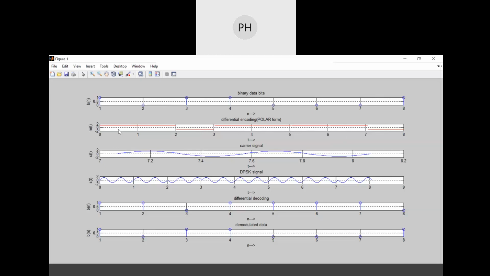Then it is multiplied by the carrier signal. When it is -1, there is a phase shift here. Then you get the demodulated data, which is equivalent to the transmitted binary data bits. So this is about the DPSK signal. Thank you.